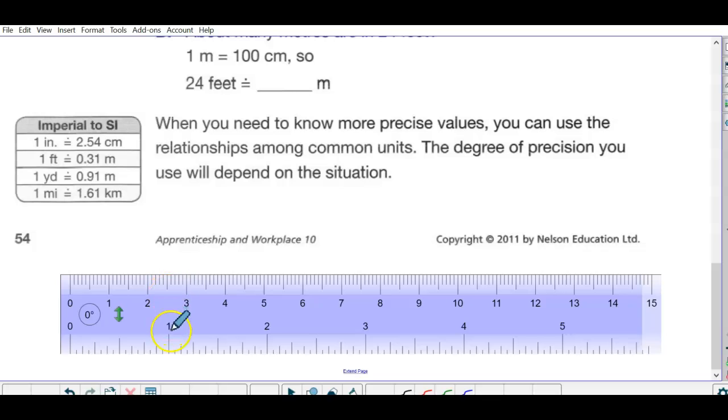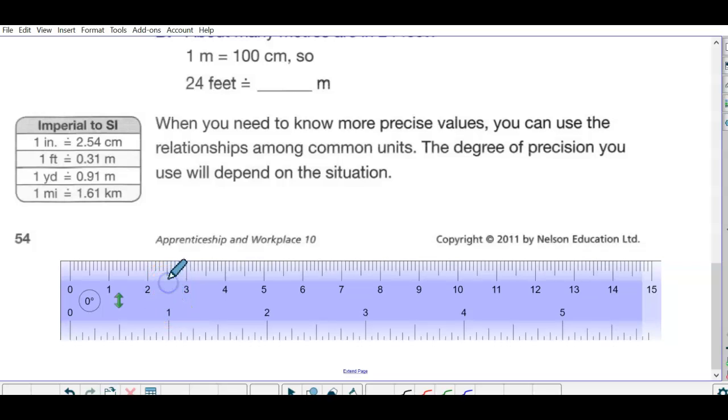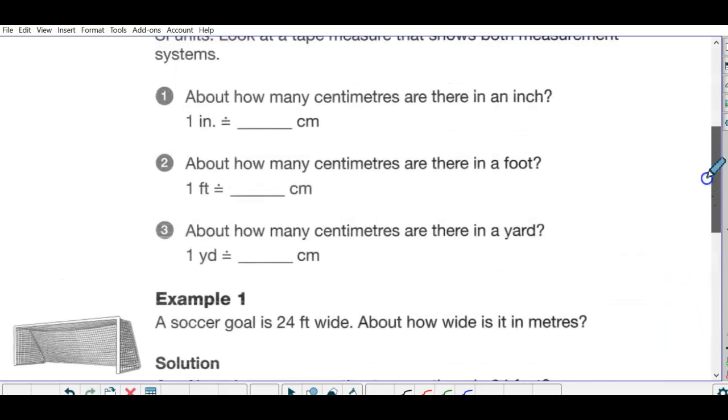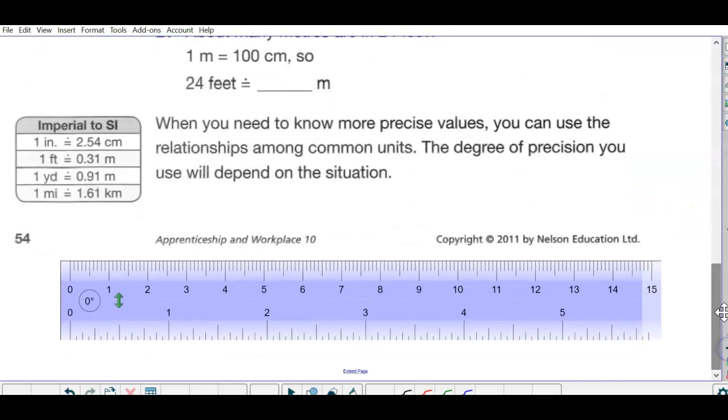So you can see they're both starting at 0, the same place. This is pretty close to 2.5. Okay, so 1 inch is about 2.5 centimeters, so 2.5. About how many centimeters are there in a foot? Well, if we look here, we know that 1 foot is 12 inches. This is 6 inches here. Okay, and that's about 15 centimeters. So 12 inches would be about 30 centimeters.